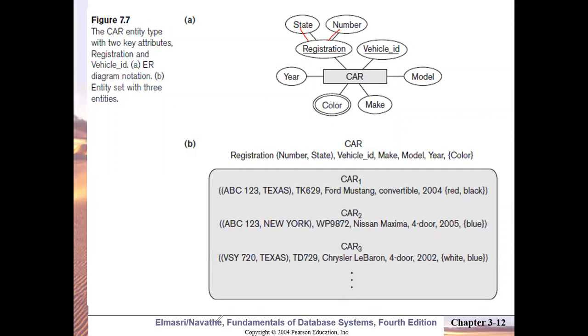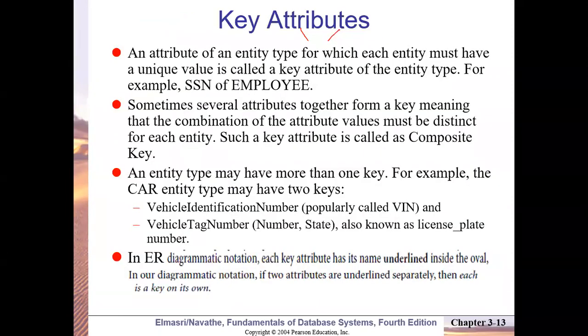Let's see one more example. Key attribute: an attribute of the entity type for which each entity must have a unique value is called a key attribute. An example is the SSN number. In the case of your company database, for the entity type employee, the SSN number is unique.